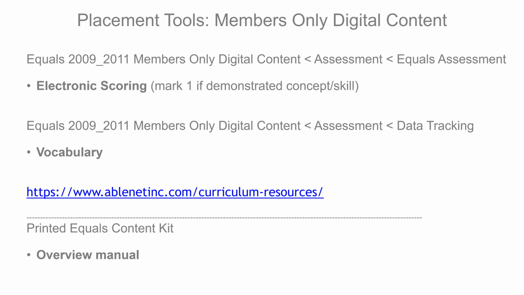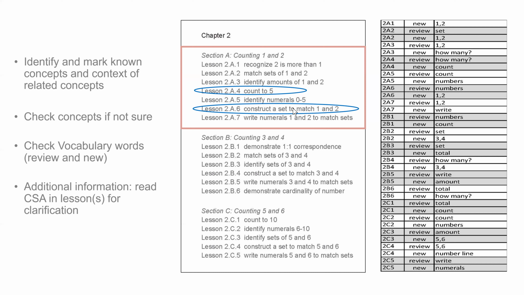I think it's simpler to highlight or mark for each student. But not only the known concepts, but the context, within that context of related concepts. So my student might know, for example, in this section A, counting to 5 and constructing a set to match 1 and 2. Now, if that's the case, can I reasonably assume that my student would know these three at the beginning of this section? I'd say it's pretty likely yes, because this is a progression of learning. So that would be the context of related concepts.